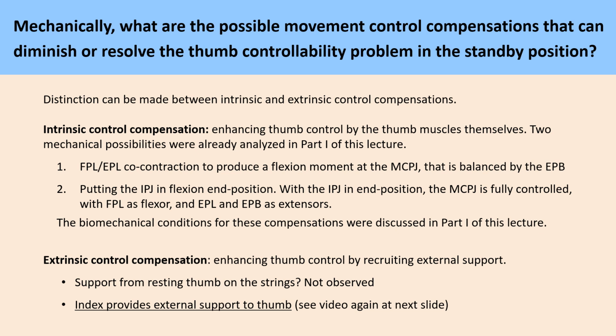Extrinsic control compensations consist of enhancing thumb control by external support. External support can be obtained from two sources. By putting the thumb tip on the strings in standby position. However, this possibility was not observed in the video. And the other possibility is that the index finger provides support to the thumb. See video at the next slide.